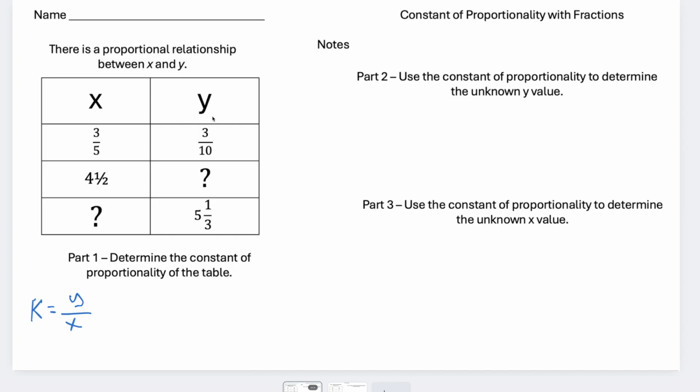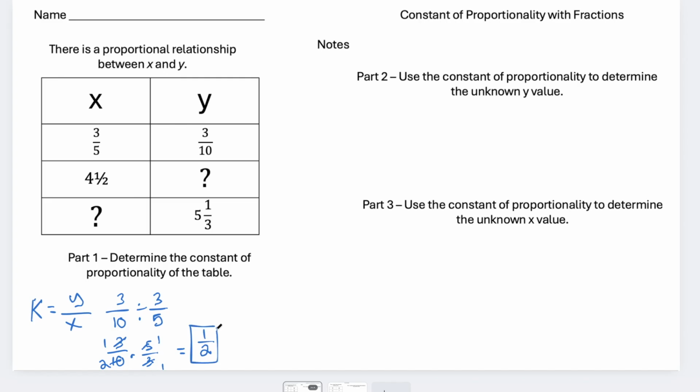Here the y value is 3/10, and I'm going to divide that by the x value, which is 3/5. To divide fractions, I need to keep, change, reciprocal. So that's 3/10 times 5/3. I can cross reduce: the 3's cancel out, turning into 1's, and the 5 and the 10 reduce down to 1 and 2. When I multiply, I end up with 1/2. So we have a k value of 1/2.